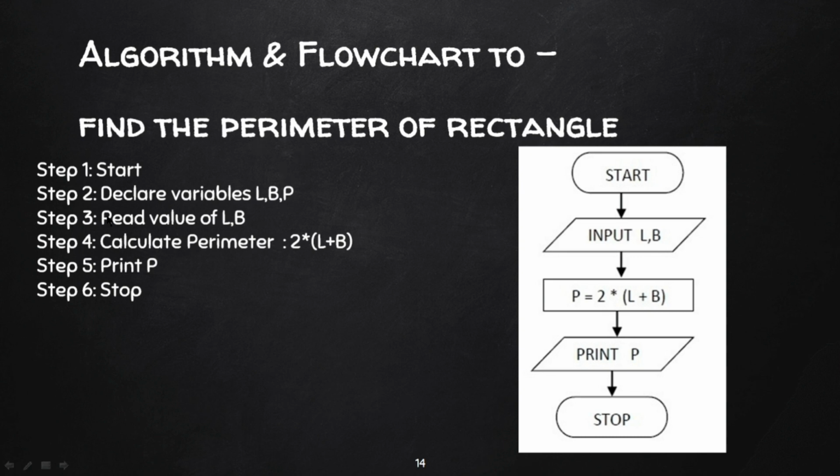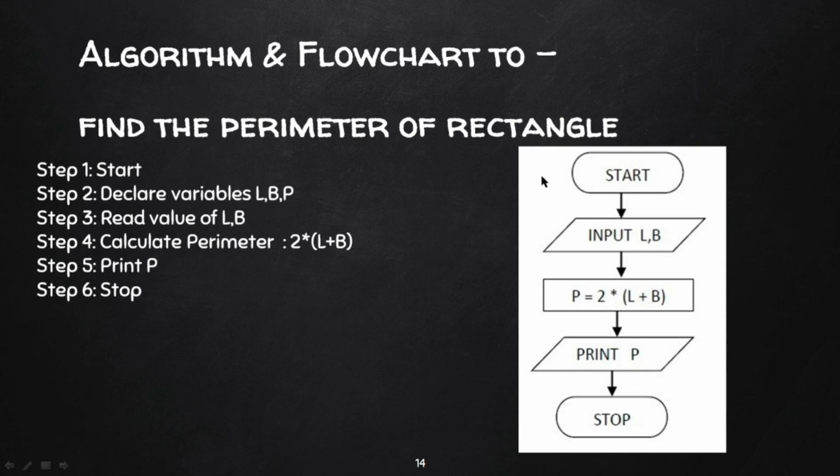You can use any other variable name as well, but it must be related. Read value for L comma B. For length and breadth we have to read value. We have to ask the user to enter the value for length and breadth. After getting the value we have to calculate the perimeter, and the formula is 2 into L plus B. After it is calculated and stored in P, print P, that is the perimeter.